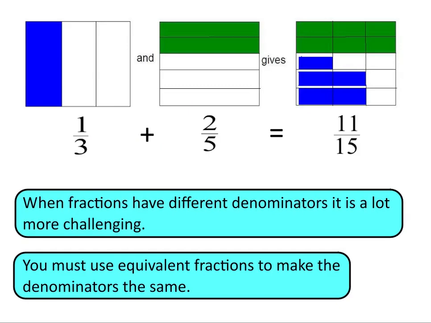Now things get more complicated when we have different denominators. So in this example we've got a third plus 2/5. Now as you can see from the picture, if you think about the areas that are given, 1/3 plus 2/5, well 2/5 is the same as 6/15. 1, 2, 3, 4, 5, 6. And 1/3 is the same as 5/15. 1, 2, 3, 4, 5. So altogether we have 11/15 when we add those together.